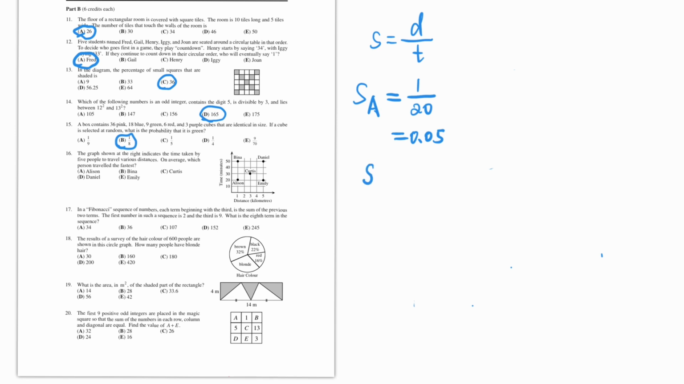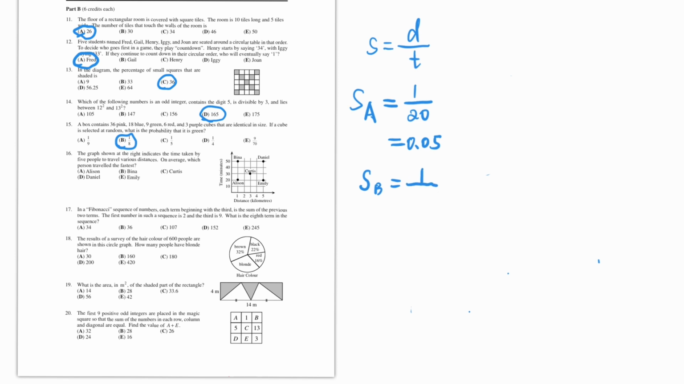Speed of the peanut equals distance over time. The time is 50 minutes. That's equal to 0.02. Speed of Curtis equals distance, 3 kilometers, but the time is 30. That's 0.1.